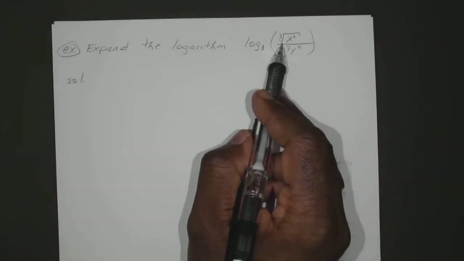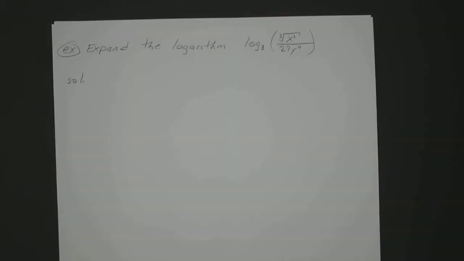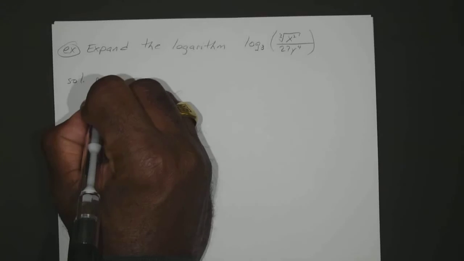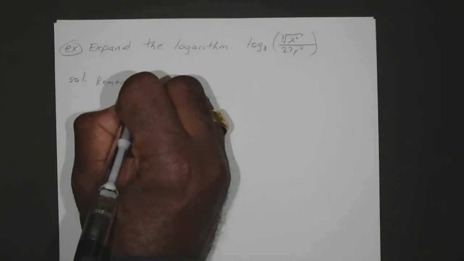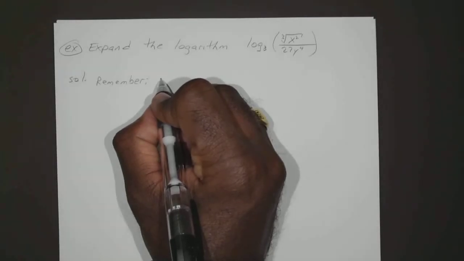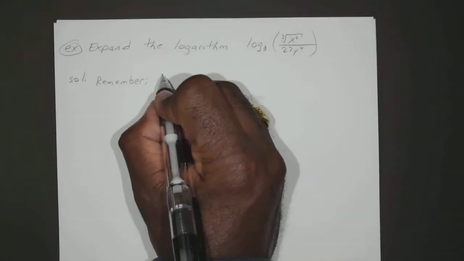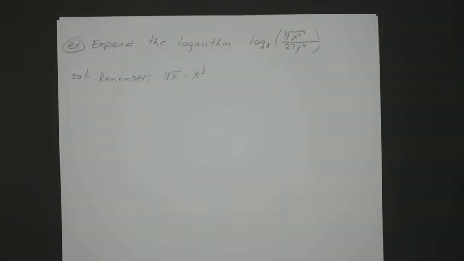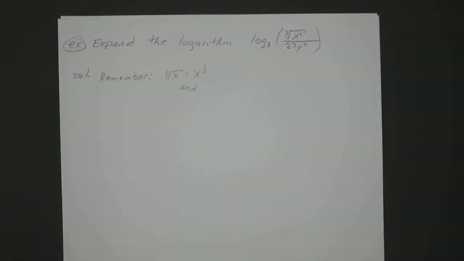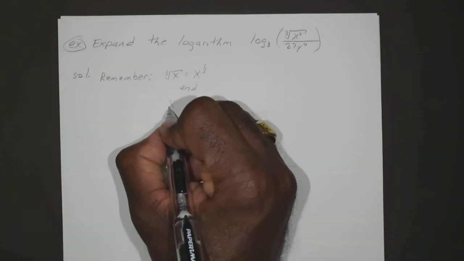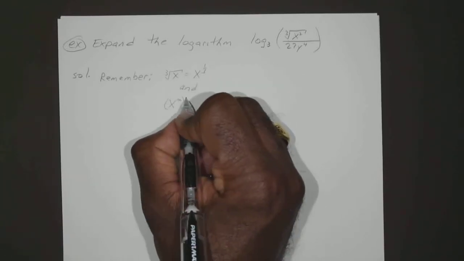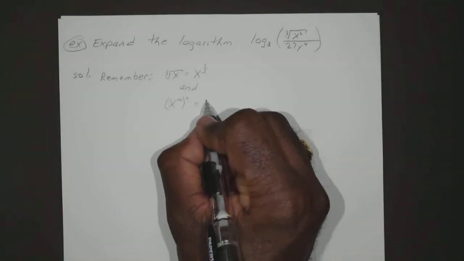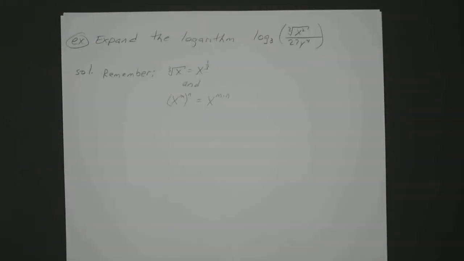Okay. So once again, the first thing you want to do is get rid of any square root or cube root or seventh root, any root symbols. So you want to remember two things: that the cube root of x is equal to x to the 1/3, and the exponent rule that if you have x to the power of m, and that's raised to the nth power, then that's equal to x to the m times n. Both of those will help with our numerator.